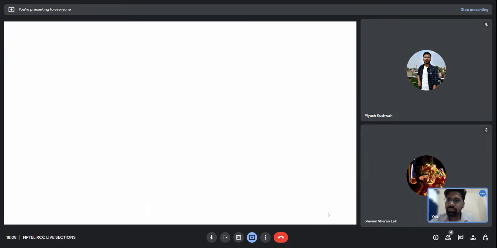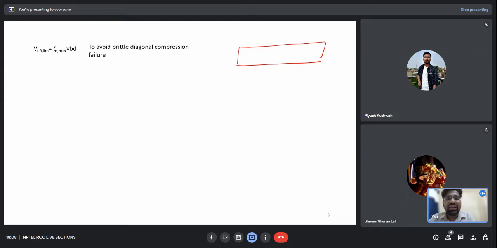So let's move on further. What we have next is the VUR limit. What is the ultimate failure of a beam in shear? A beam is made up of concrete, and concrete has very poor behavior when it is subjected to diagonal compression. So when a beam is subjected to diagonal compression, what will happen? It will lead to a brittle failure, which is the failure of concrete all of a sudden.